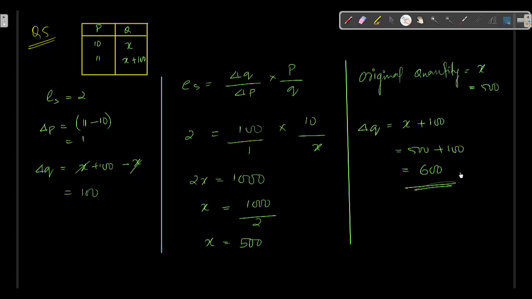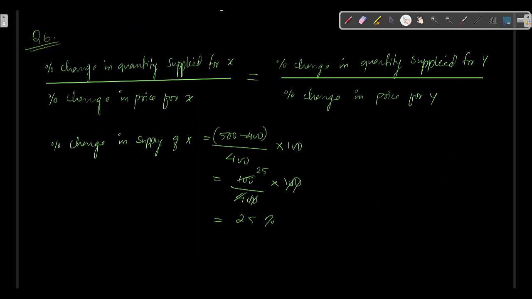Now let's move on to question number 6. Question number 6 here says commodity X and Y have equal price elasticity of supply. The supply of X rises from 400 units to 500 units due to a 20% rise in its price. Calculate the percentage fall in supply of Y if its price falls by 8%. So now here it says that the commodities X and Y have equal price elasticity.